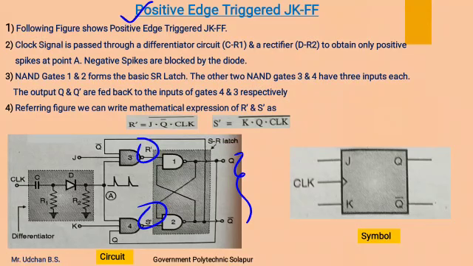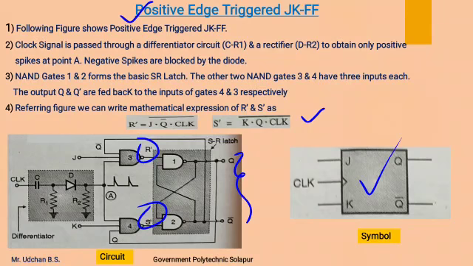The expression for R dash: the inputs to NAND gate 3 are J, Q complement and the clock input. Therefore the R dash expression will become J into Q complement into clock, and its whole complement. Whereas S dash is the output of NAND gate 4, to which the three inputs are K, Q and the clock. Therefore the expression for S dash will be K, Q, clock in its complement.